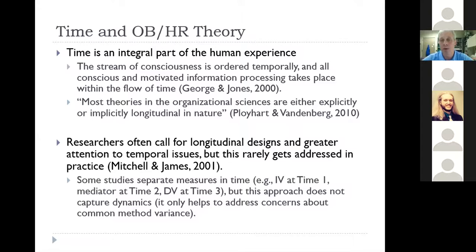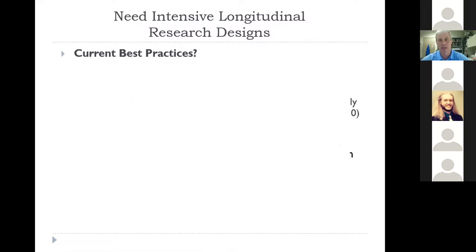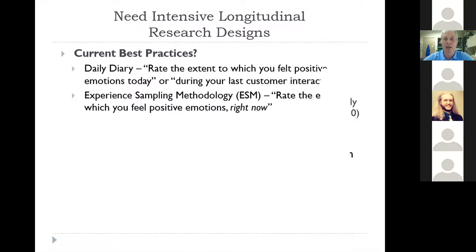And so what we need is truly longitudinal designs. The current best practices for capturing things longitudinally may be things like a daily diary type of assessment, or maybe experience sampling. With daily diary, oftentimes asking folks to reflect on a period of time and to rate how they felt over that period of time, whether it be think about your affect for today, think about your affect during your last customer interaction, or experience sampling methodology, which gets even more precise in that you ask people to think about maybe how they feel right now and to report on that many times over the course of a day.